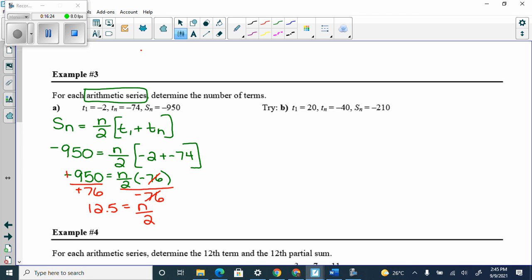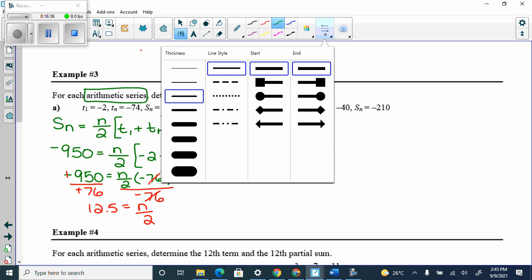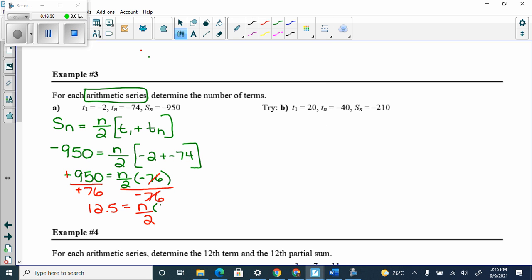n divided by 2. How do you get rid of a division of 2? Multiply. And when you multiply a decimal, you'll make it even, right? 0.5. So we're going to multiply by 2. 12.5 times 2 is 25. So n equals 25.